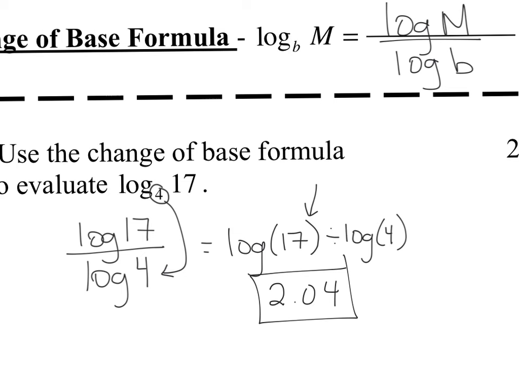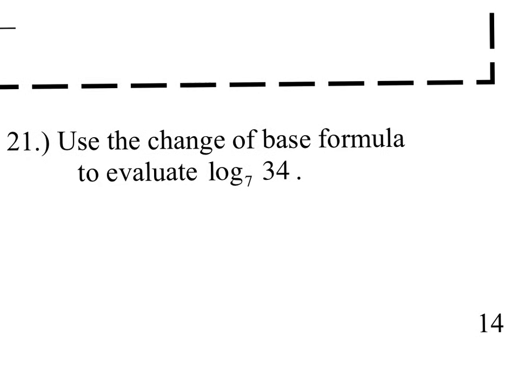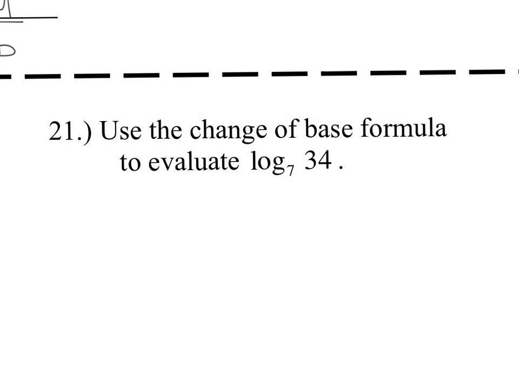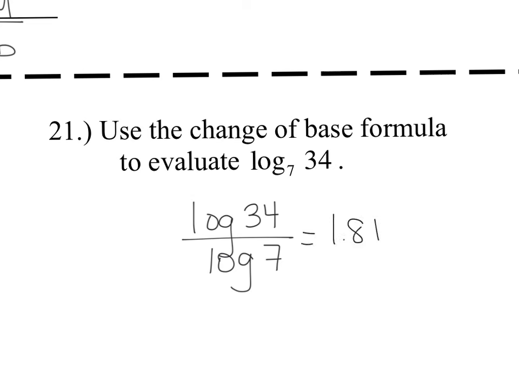Now if you're using Desmos, you find the log button in function. It's on the far right underneath the graph. So functions, and then you'll have to click the tab that says miscellaneous, and the log is in the miscellaneous section. And then number 21, same idea, change of base. So for this one it would be log of 34 divided by the log of 7, and you type that in the calculator. Once you type that in the calculator, you should get approximately 1.81.